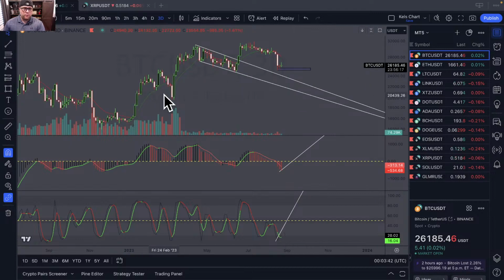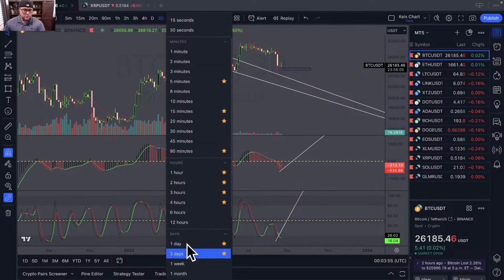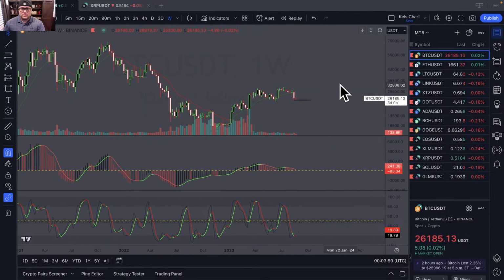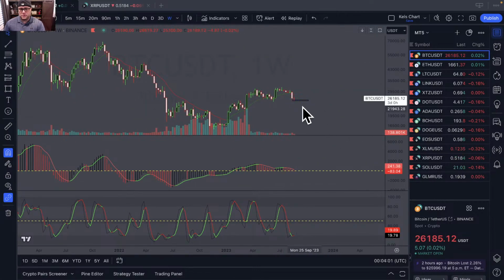But you can see that we have 1, 2, 3 valleys. That means that on the 3-day chart, we're probably going to go like this for the next week or so, and then we'll see what happens on there. Let's see what it looks like on the week chart. There it is on the week chart, completely bearish.